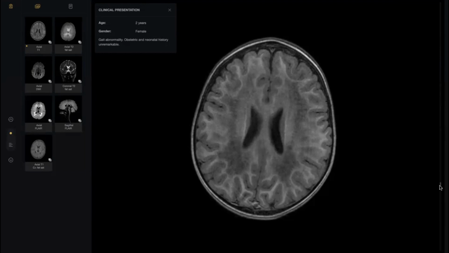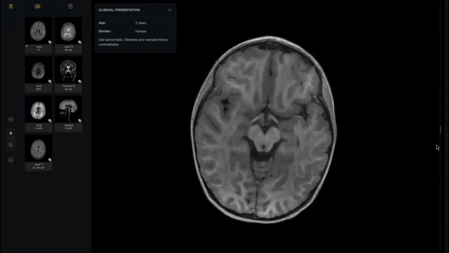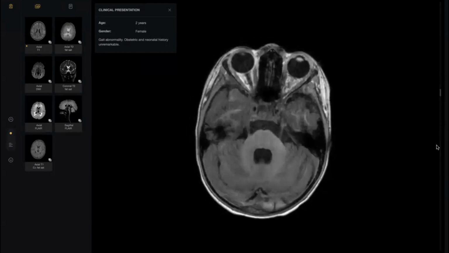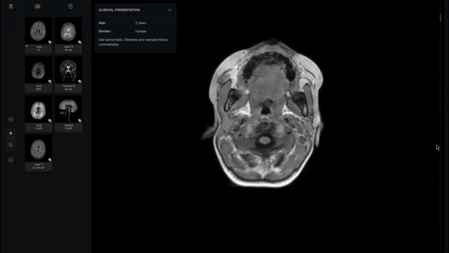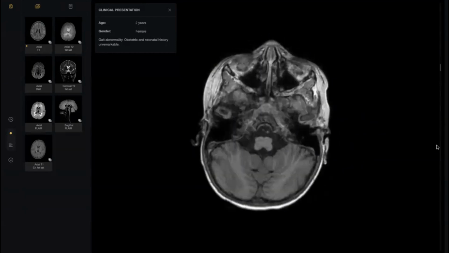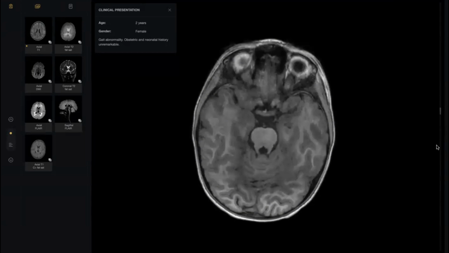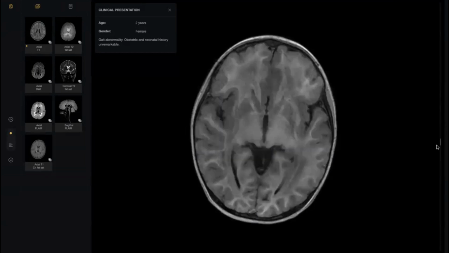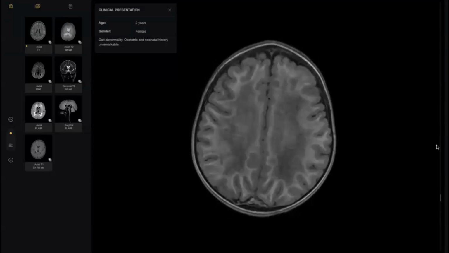Two-year-old female patient presented with gait abnormality. Okay, this is an MRI, axial MRI T1 for a patient presented with gait abnormality. Let me check the whole sequences.